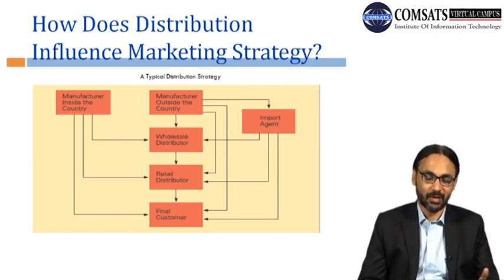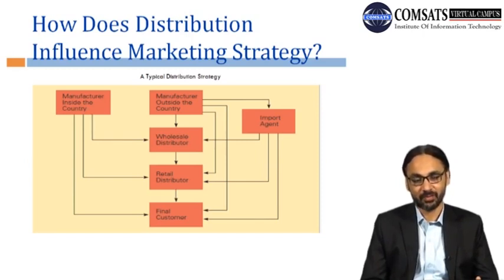The manufacturer, on the left hand side, inside the country, can directly go to the final customer, can go to the retail distributor, and can go to the wholesale distributor as well. When the firm is producing those products outside the country, they have these options as well: wholesale distributor, retail distributor and final customer. But in addition to these three windows, they have another option as well, which is the import agent. An import agent again can go directly to the wholesale distributor, retail distributor and final customer.